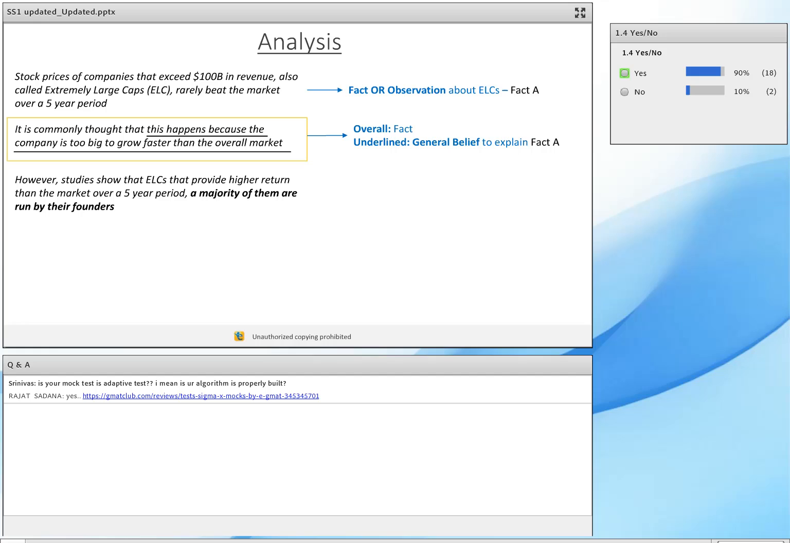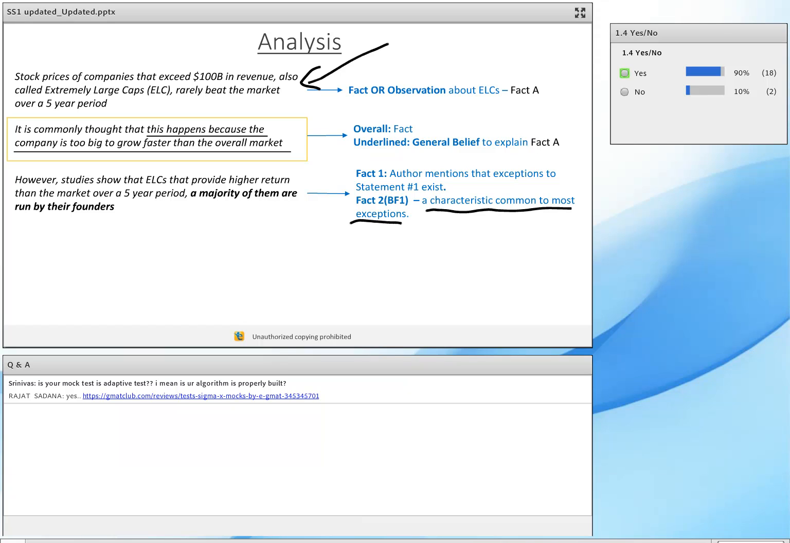Then let's look at the next statement. The next statement says, however, studies show that ELCs that provide higher returns than the market, a majority of them are run by their founders. So you got two other observations or two other data points over here. What are the two data points? The first thing is that there is this group of ELCs that provide higher returns than the market. So there are exceptions to this first statement that exist. Okay. And then there's a characteristic that is common to most of those exceptions, that a majority of them are run by their founders.